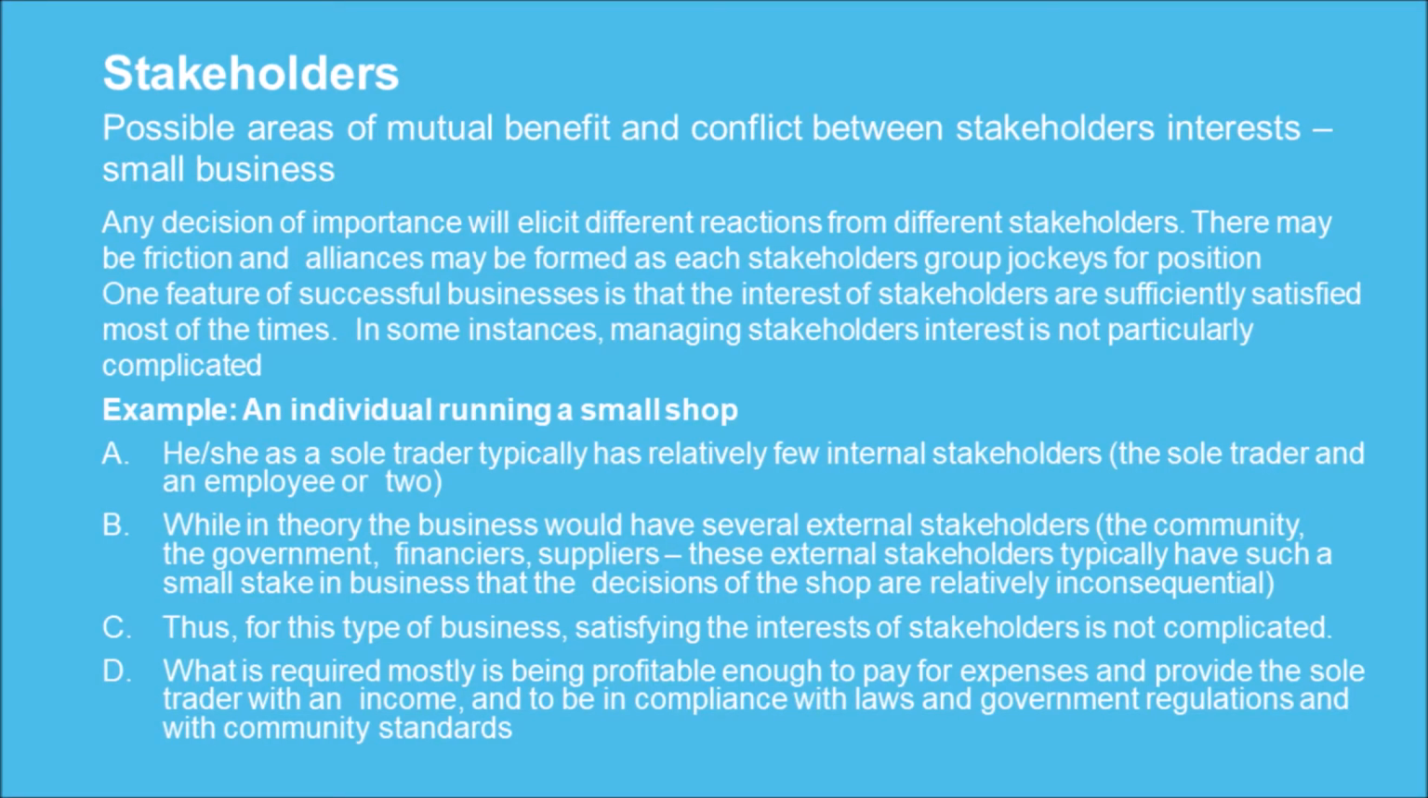Possible areas of mutual benefit and conflict between stakeholders' interests. Small business. Any decision of importance will elicit different reactions from different stakeholders. There may be friction and alliances may be formed as each stakeholder group jockeys for position. One feature of successful businesses is that the interests of stakeholders are sufficiently satisfied most of the time.